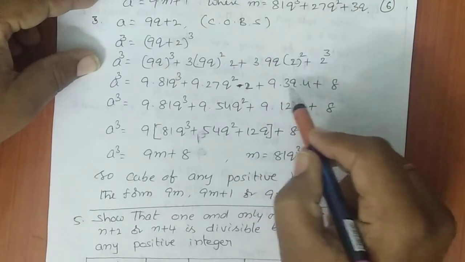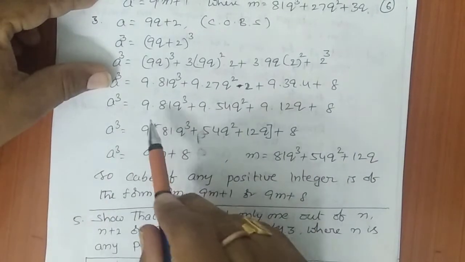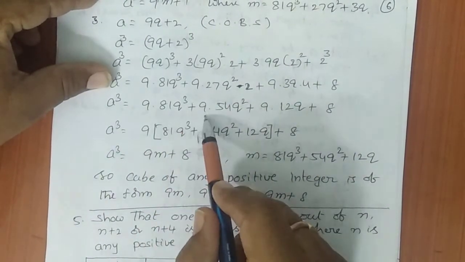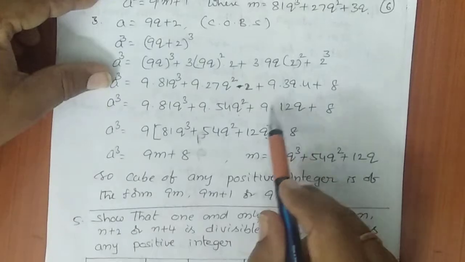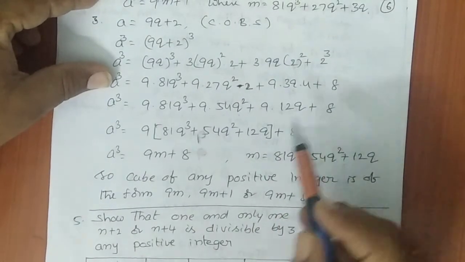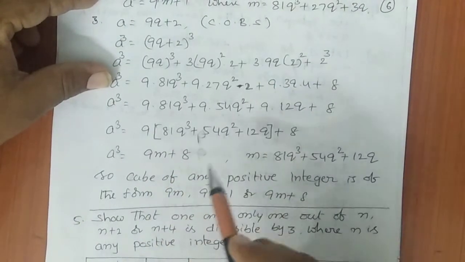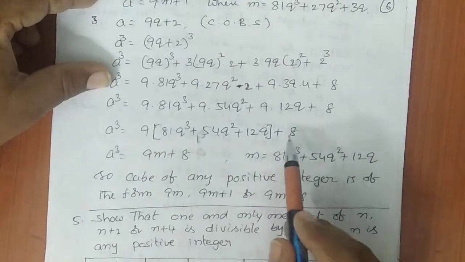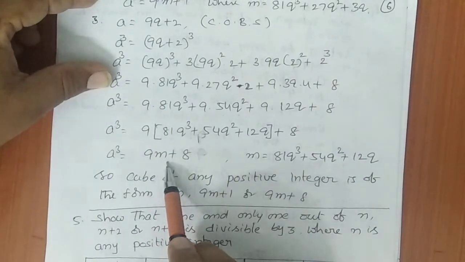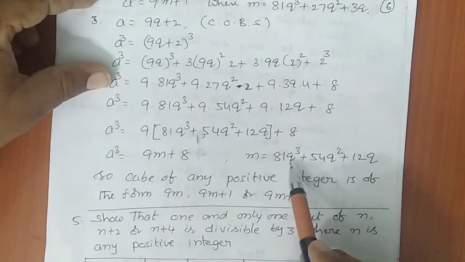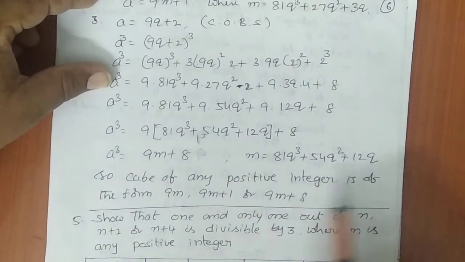3 into 9 is 27, 3 into, so 2 square means 4, plus 2 cube means 8. So a cube equals 9 into 81 q cube plus 9 into 2 6s are 54 q square plus 3 4s are 12, so 9 into 12 q, plus 8. So a cube equals 9 of (81 q cube plus 54 q square plus 12q) plus 8. So 9 is common in these 3 terms. So a cube equals 9m plus 8, so m equals 81 q cube plus 54 q square plus 12q, where the m value is some integer.